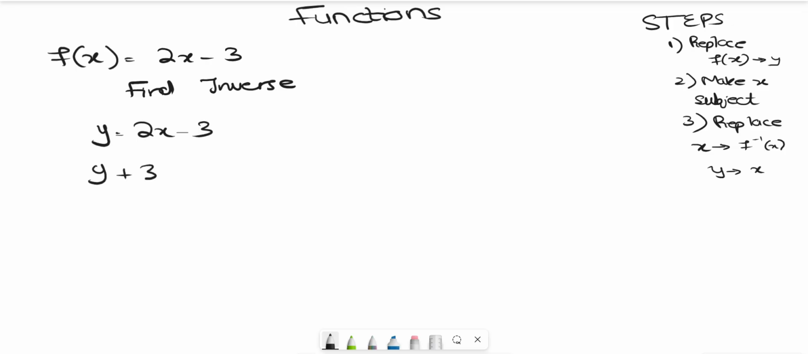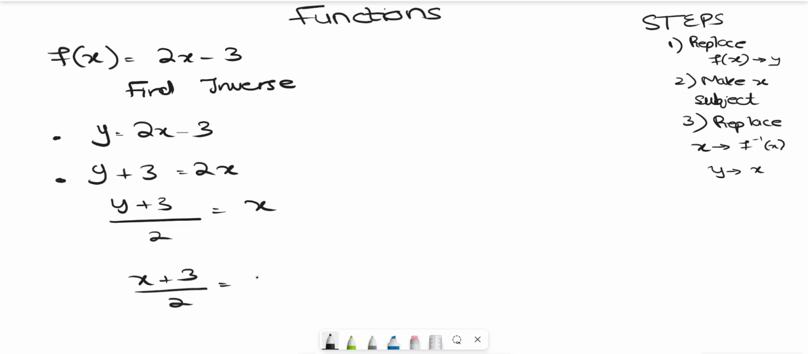Okay. Y plus 3 equals 2x. What next? Y plus 3 upon 2. Absolutely. Now what? Replace x with f inverse of x and replace y with x. X plus 3 upon 2 equals f inverse of x. That's correct. This is exactly the right answer that you need as far as the marking scheme is concerned.